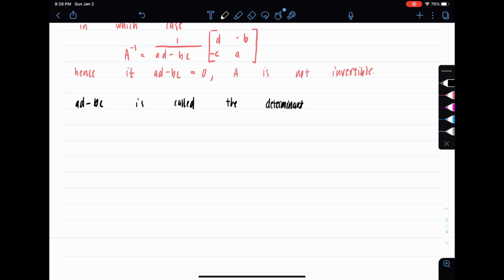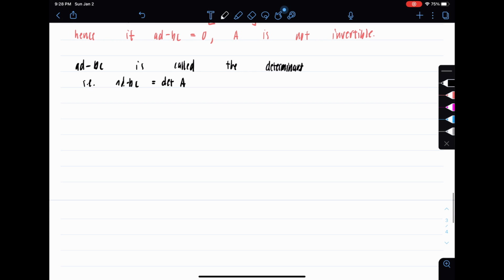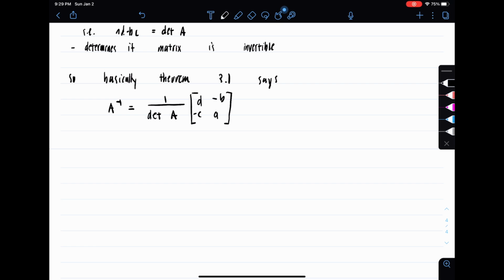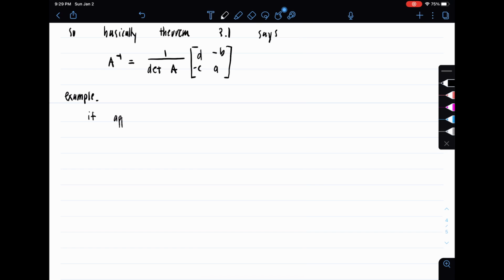Yeah, so AD minus BC is called the determinant, as I mentioned previously, and we denote it as det A, and it basically determines if a matrix is invertible in our context here. So what theorem 3.8 is saying is that A inverse equals 1 over determinant A times [D, negative B; negative C, A]. Of course, there's another proof associated with this, but I simply do not feel like going over it, but I encourage you to prove it yourself.